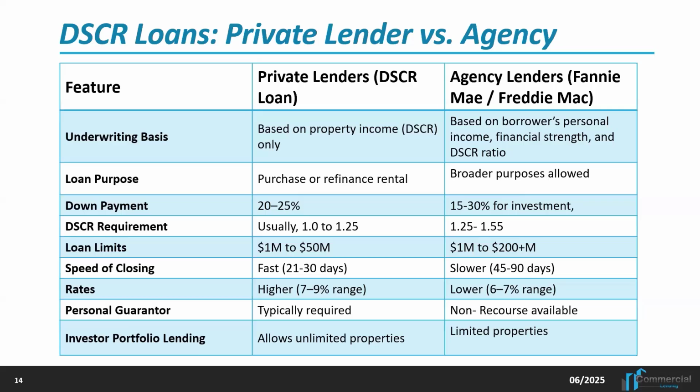Private lenders typically require a personal guarantor. On the other hand, for agency lenders, non-recourse is available. And the last thing we can see here, private lenders allow unlimited properties, but there are restrictions for agency lenders, who allow limited properties.